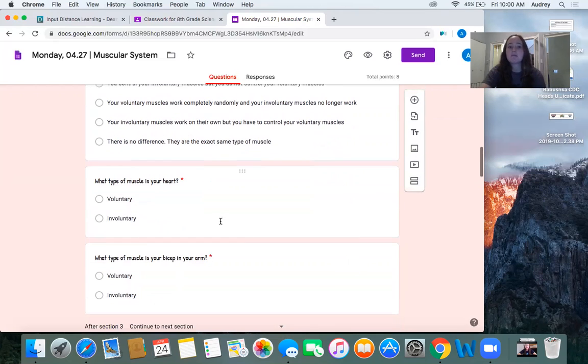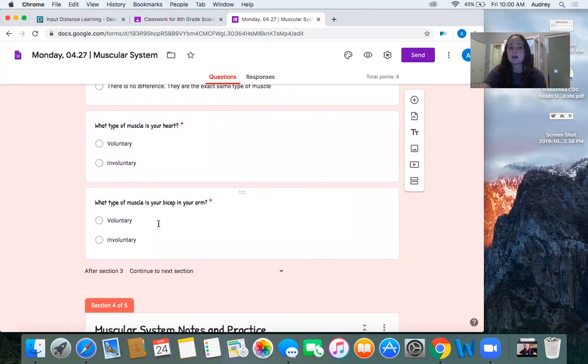So for the next two: muscle for your heart, you should have said involuntary, and for bicep in your arm, you should have said voluntary.